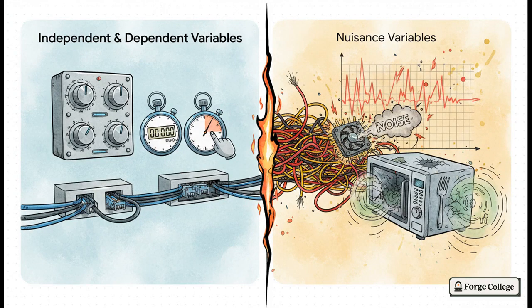Essentially, we're fighting a battle here. On one side, we have our independent and dependent variables, the things we actively control and measure, like payload size and concurrency. On the other side, the enemies of good data, nuisance variables. Think of nuisance variables like having a really messy roommate who decides to turn on the microwave right when you're trying to measure your Wi-Fi speed. It's going to completely scramble your data. We have to filter that noise out.